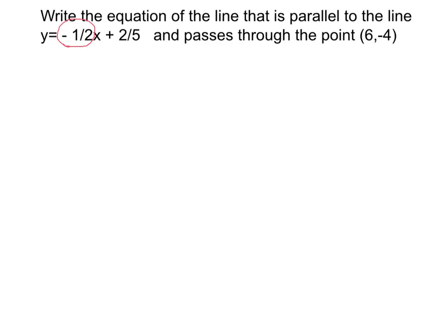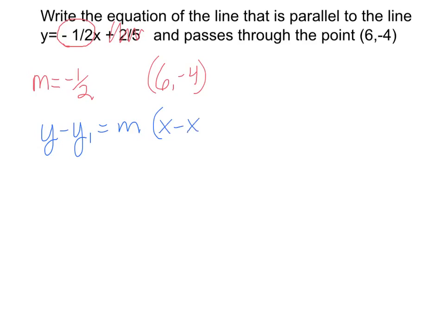So if I want the equation of a line that's going to be parallel to that, that means I want it to have the same slope. So I'm going to want my slope to also be -1/2. The +2/5 doesn't matter to me because I only just want it to be parallel. And then I want it to pass through the point 6, -4. So this goes back to what we had done earlier, where we have to write the equation of the line when you know the point and the slope. So we're going to use point-slope form. Remember, point slope is y minus y1 equals m times x minus x1.